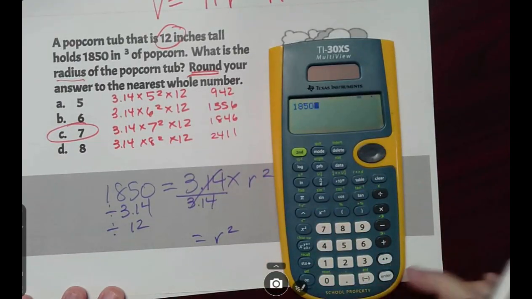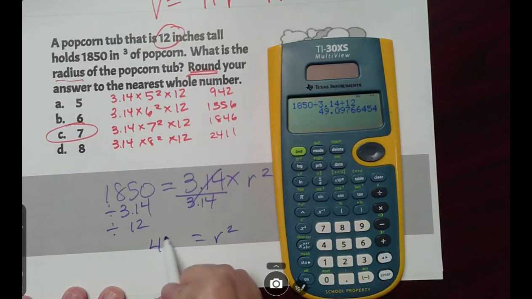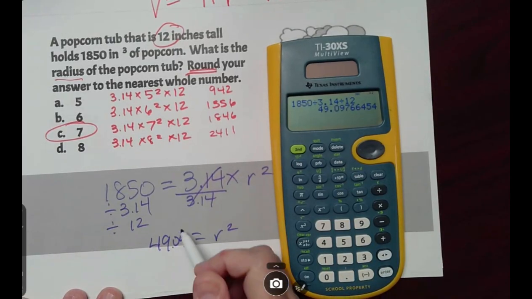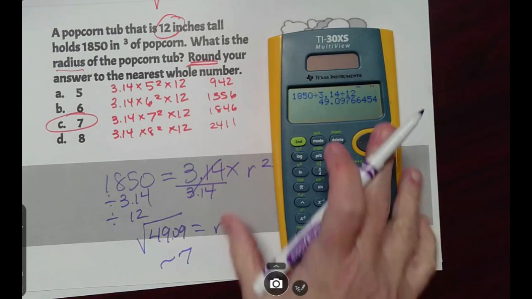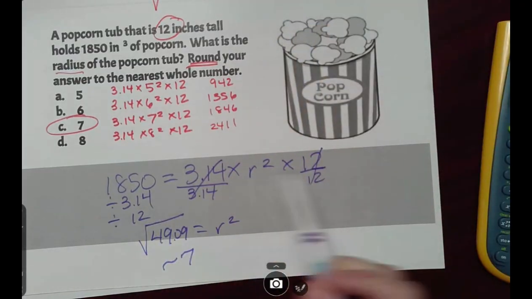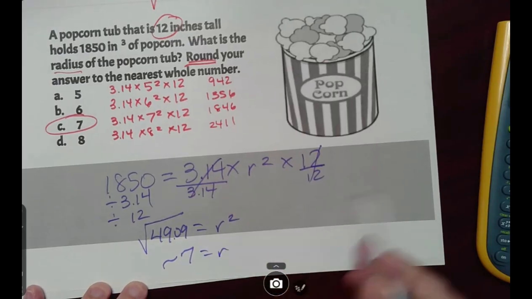1850 divided by pi divided by 12 gives me 49.09. Now that's not the radius, that's the radius squared. So to find the radius, we have to take the square root of that. Square root of 49, very, very close to 7, okay? Approximately 7. So that's how you would do it if you didn't have multiple choice answers to work from. If you have multiple choice answers, use the formula and work forward. If you don't have multiple choice answers, you have to use the formula to work backwards and solve the equation to figure out what the radius is equal to.